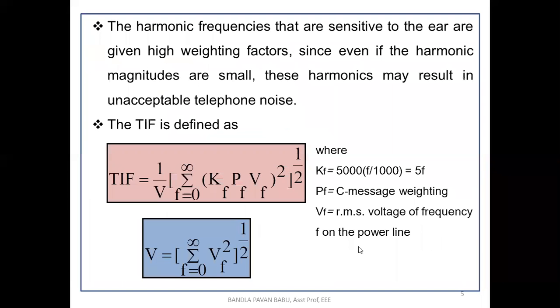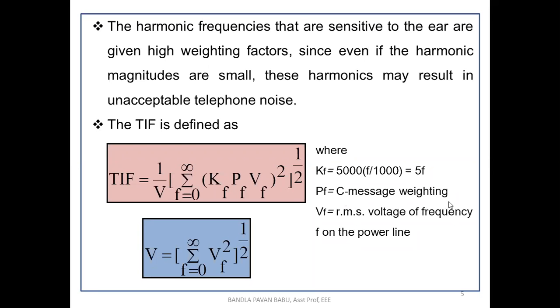So what is the TIF? The harmonic frequencies that are sensitive to the ear are given high weighting factors, since even if the harmonic magnitudes are small, these harmonics may result in unacceptable telephone noise. Earlier there were certain equipments, that is the psophometric weights, which you can see here from this equation: P suffix F is the C message weighting. These are some of the measuring components, and we can measure the magnitude of the noise.